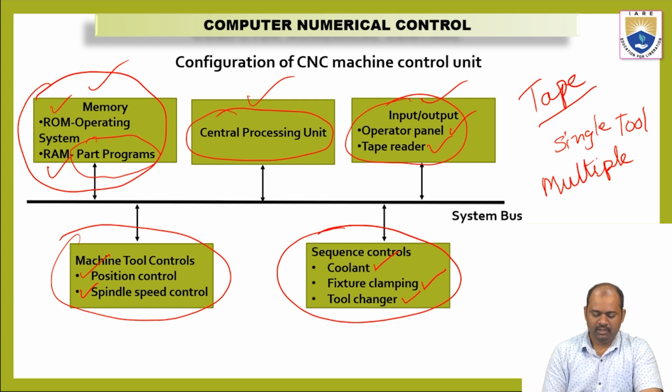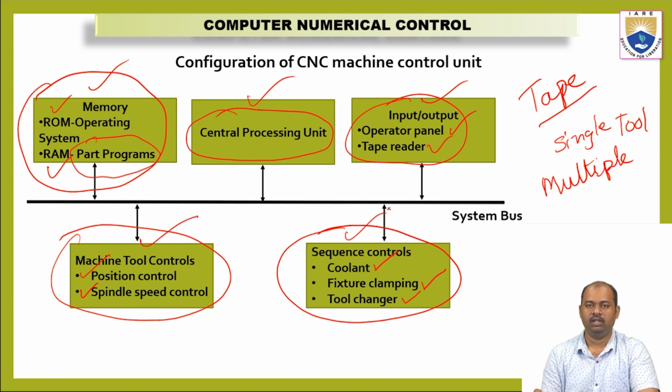So at the bottom, these two, machine tool control and sequence control, are the key controls. These two are the parts of numerical control generally. And the top part is the computer simply. So top computer, bottom numerical control. Totally we can call it CNC. So this entire system will give signals to the machine. In machine tool control, we can control the position and speed.